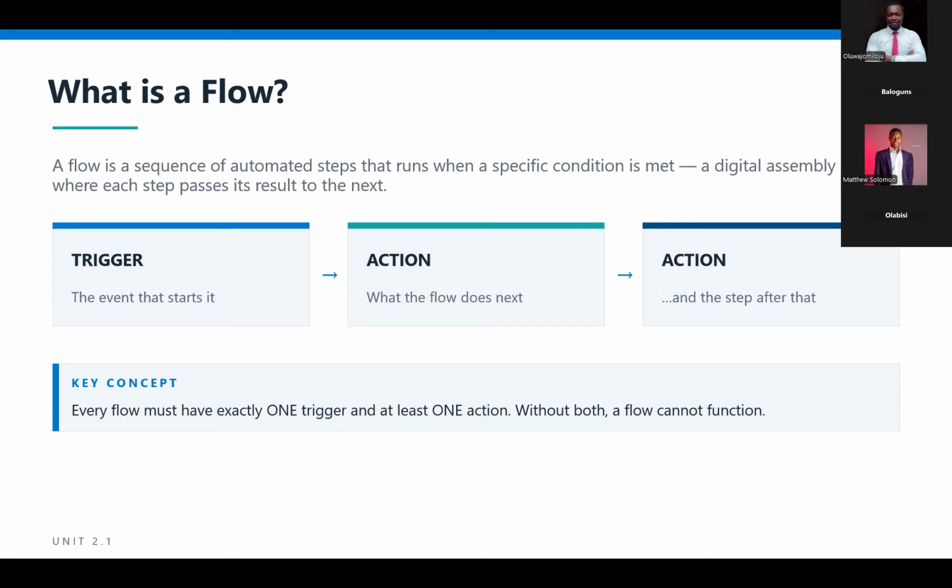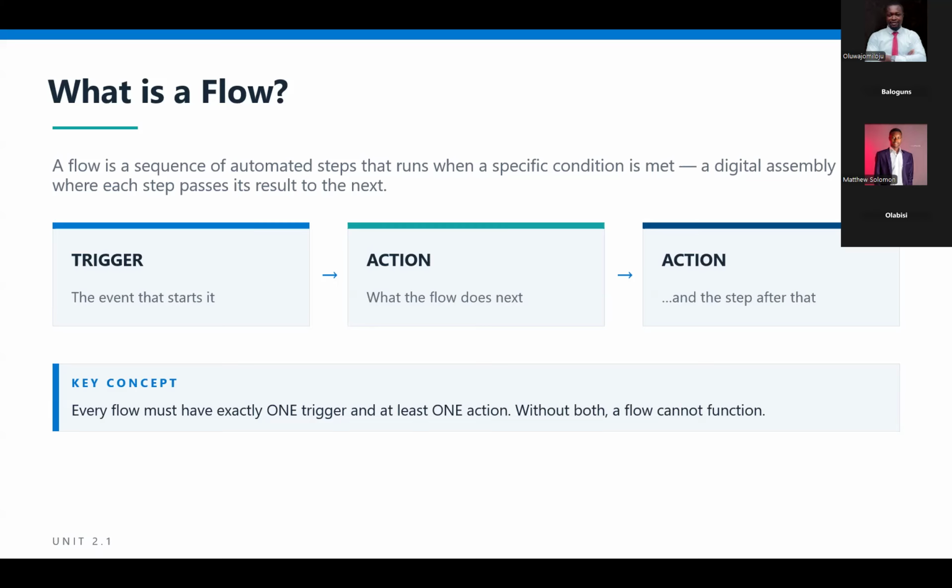Right. So what is a flow? A flow is a sequence of automated steps that runs when a specific condition is met. So when a condition is met, those steps that you put together make up a flow. We'll go back to this, but I want you to have it at the back of your mind that a flow is a sequence of automated steps that runs when a specific condition is met.